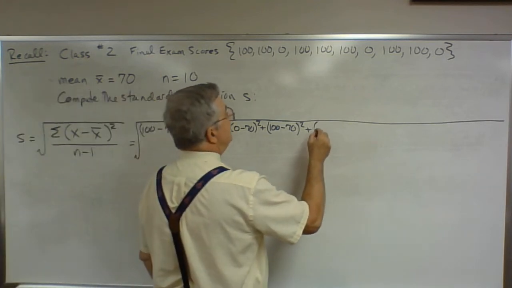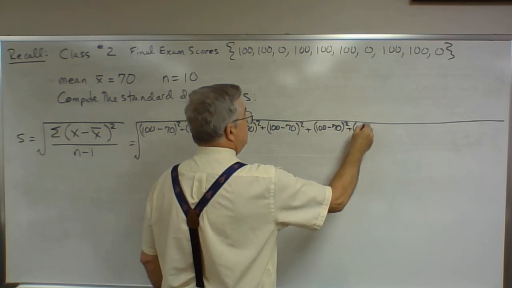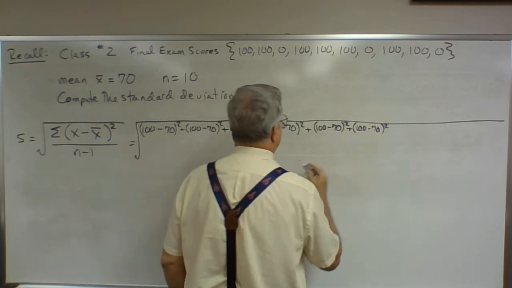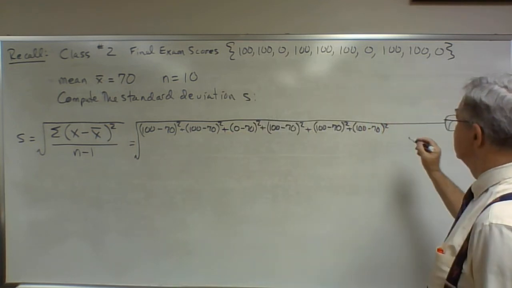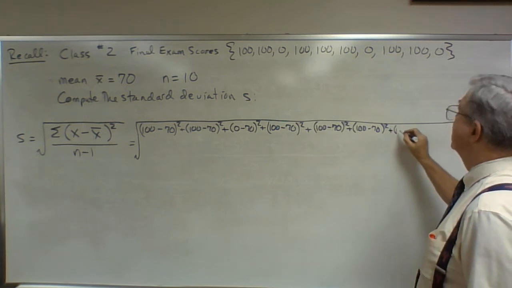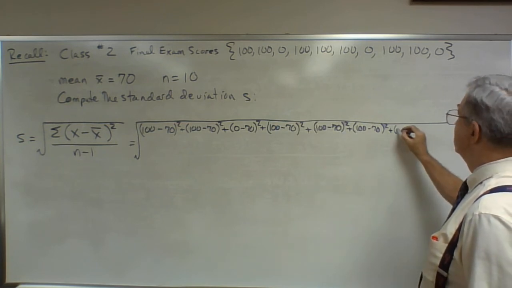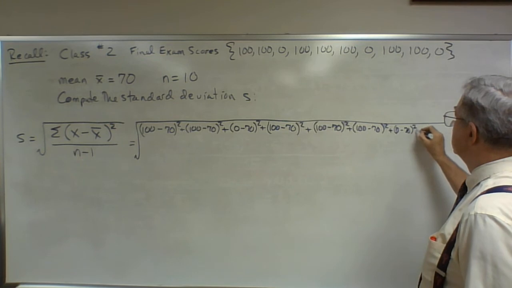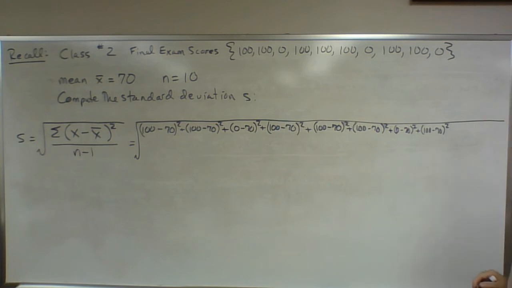Okay, we continue in this fashion. 100 minus 70. 100 minus 70 squared. How many is that? 1, 2, 3, 4, 5, 6. Are we going to fit these things in? Yikes. Let's see. 0 minus 70 plus 100 minus 70. Okay, we got 8. 100 minus 70 and 0 minus 70.